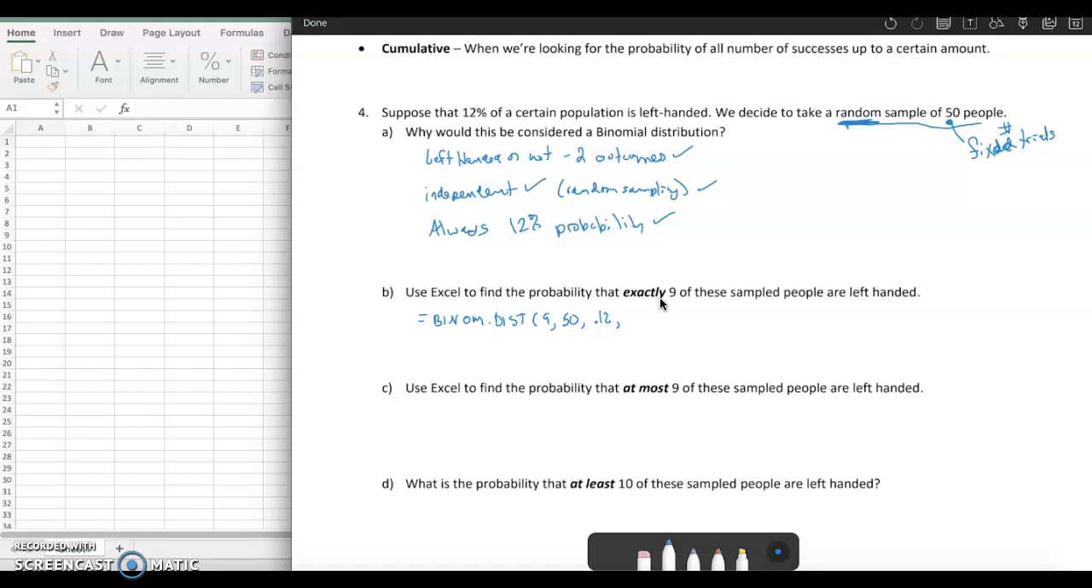So we're looking for exactly 9, not everything leading up to 9, not the probability of 0, 1, 2, 3, 4, 5, 6, 7, 8, and 9. That would be cumulative, everything up to this certain amount. So for us, we're going to say false, which tells Excel this is not a cumulative situation. And then we're going to hit enter.